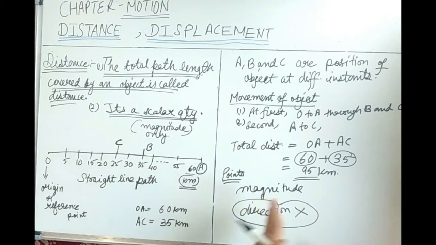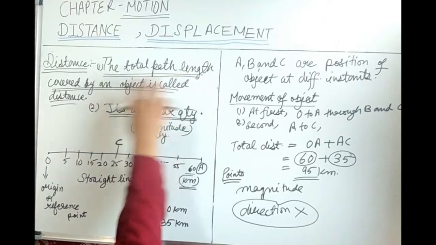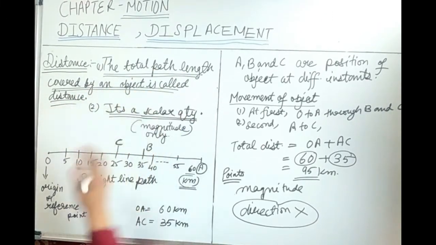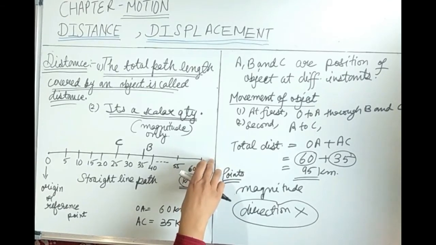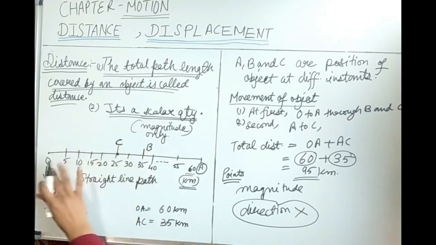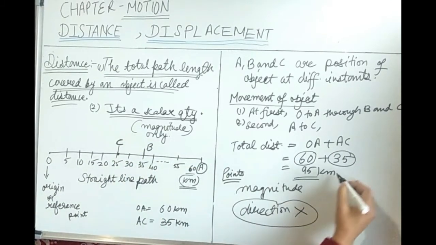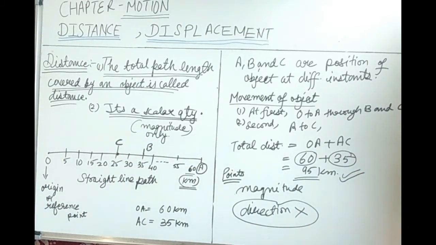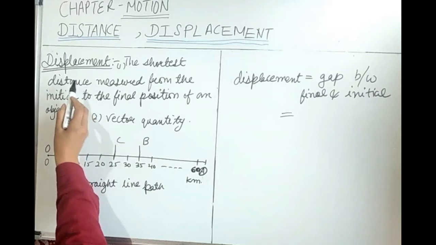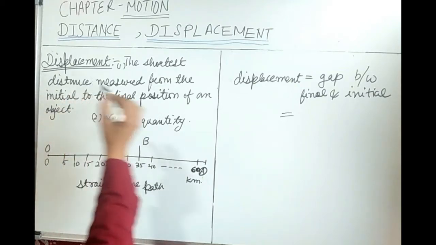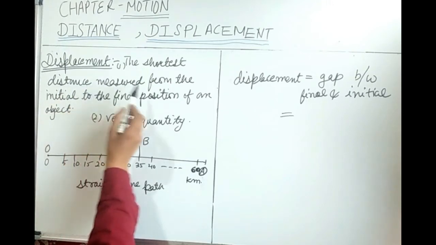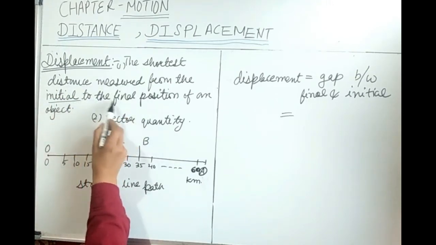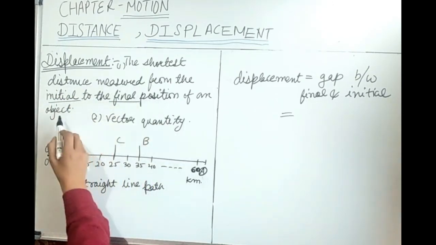What we have discussed in distance? Distance is the total path length covered by an object. How the total path length? First object moved from O to A and then it reaches back to point C. So we have calculated the total length of the object. That is the distance. Next is displacement. Displacement is the shortest distance measured from the initial to the final position of an object.